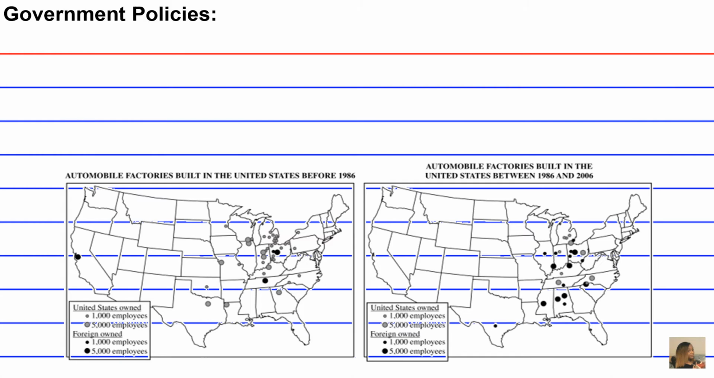A fourth factor that has changed the industrial location of automobile factories is government policies. I'll give you a moment to think about this and formulate your answer. Press pause if you need to.